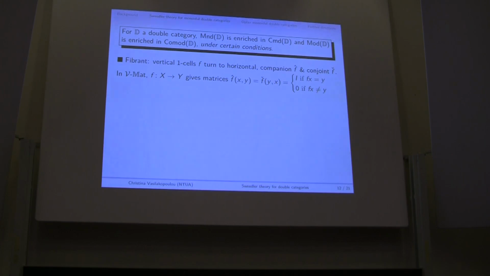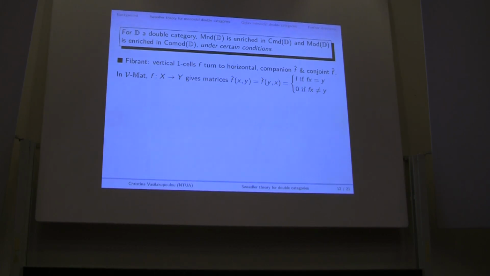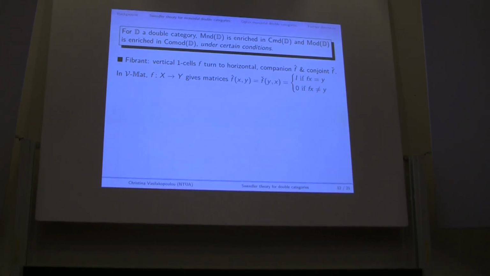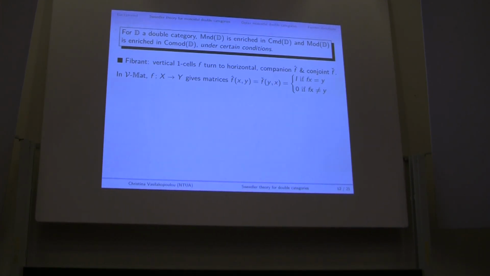In V-matrices, that's very clear, because every function gives rise to a V-matrix with a very easy definition here that separates y and x depending on whether they are mapped through this function f. Okay, so what does this give me?